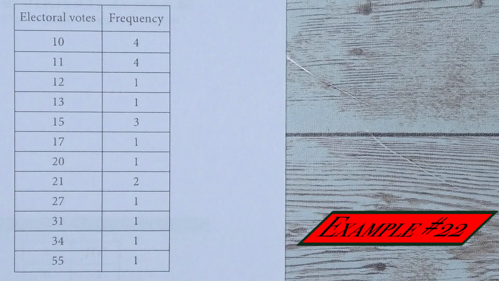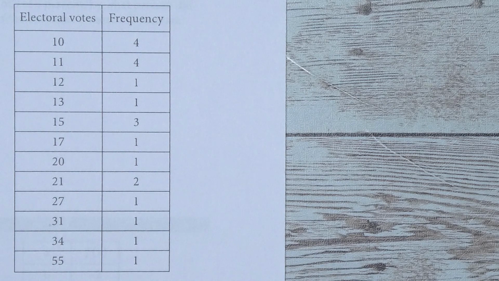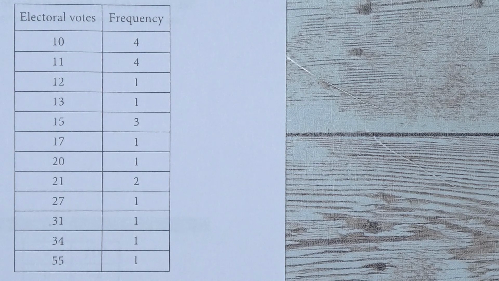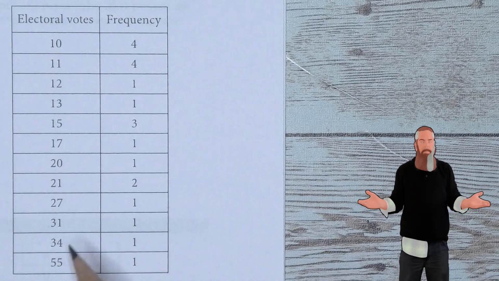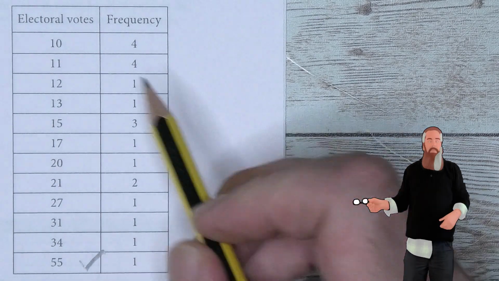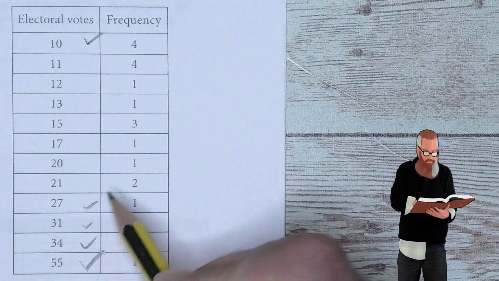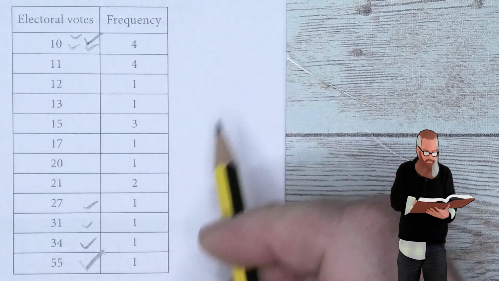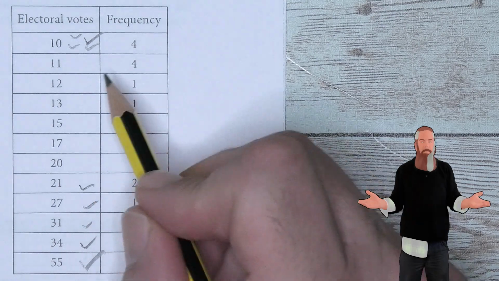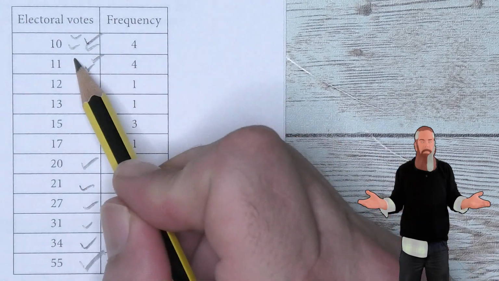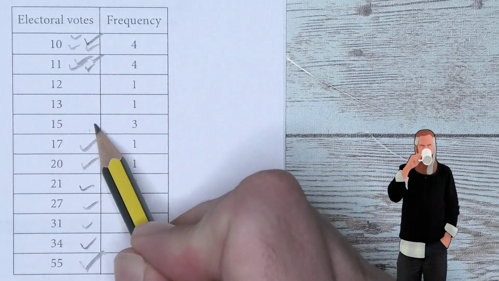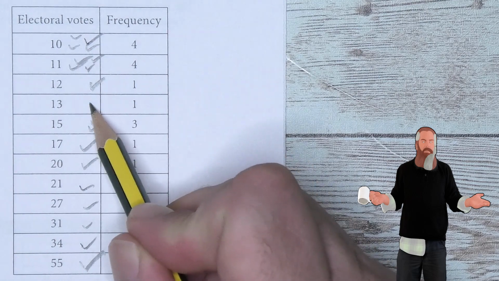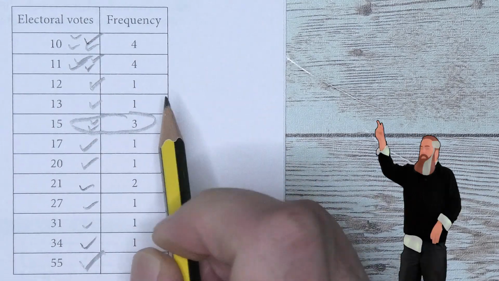In 2008, there were 21 states with 10 or more electoral votes, as shown in this table. Based on the table, what is the median number of electoral votes for the 21 states? Median means we need to find the middle, so we can start counting off. Counting from both ends, we're left here at 15.